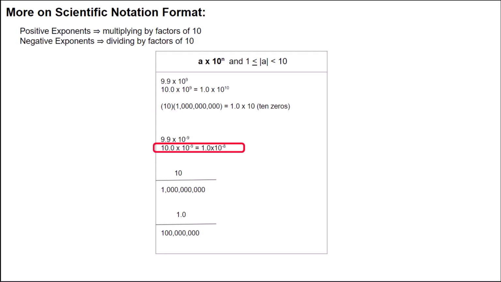Same thing for 10 times 10 to the negative 9th. If you take the number 10, divide it by 1 followed by 9 zeros, one of those 10s cancels out, and what you end up with instead of 9 zeros are 8 zeros. So you can say that in scientific notation, this could be correctly written as 1.0 times 10 to the negative 8th.